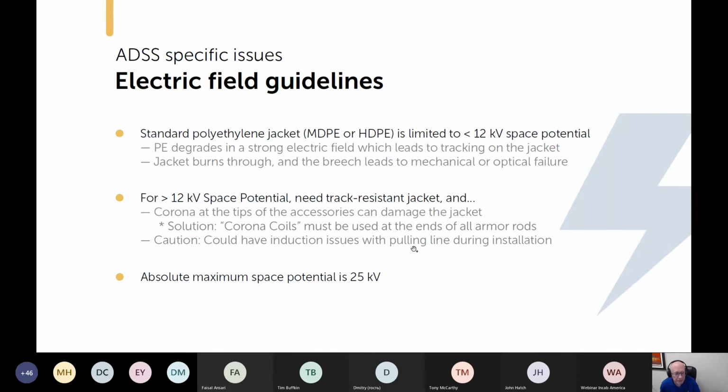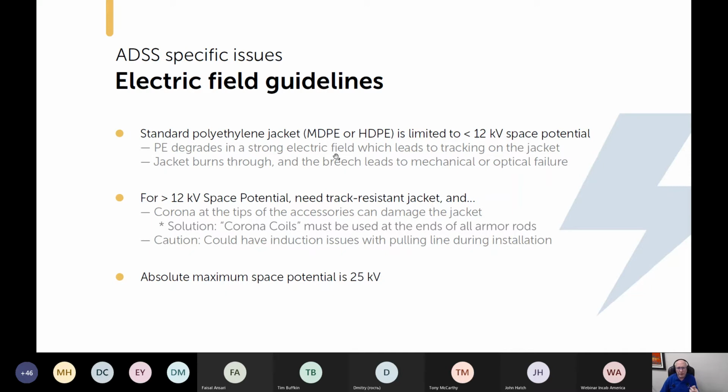Electric fields, which is like our last big topic of the day. So a standard polyethylene jacket, whether it's medium density polyethylene or high density polyethylene, is limited to a space potential of about 12 kV. Now, PE, polyethylene, degrades in a strong electric field.